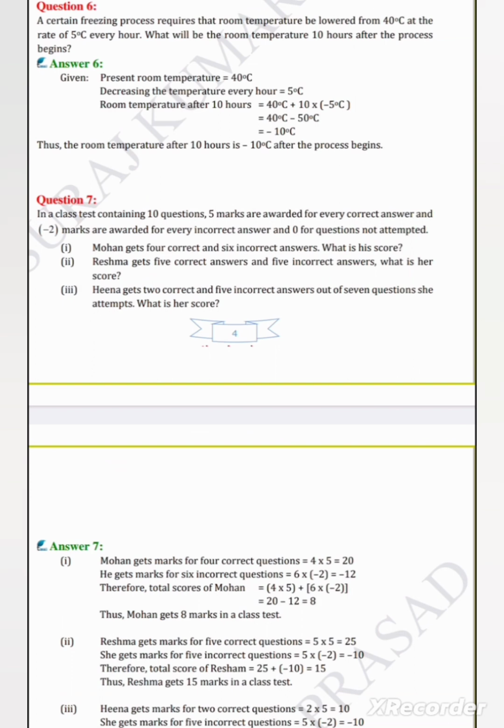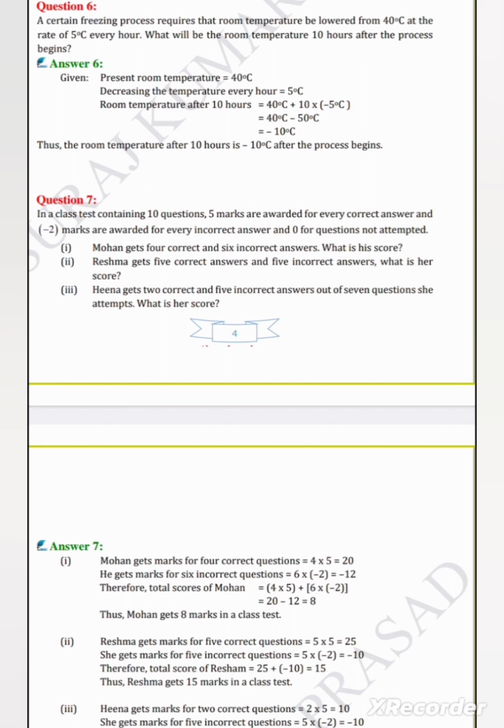Question number 6. A certain freezing process requires the room temperature to be lowered from 40 degrees Celsius at the rate of 5 degrees Celsius every hour. What will be the room temperature 10 hours after the process begins? Here the temperature of the room is 40 degrees Celsius, and the temperature decreases by 5 degrees Celsius every hour. It is asked to calculate the temperature after 10 hours.